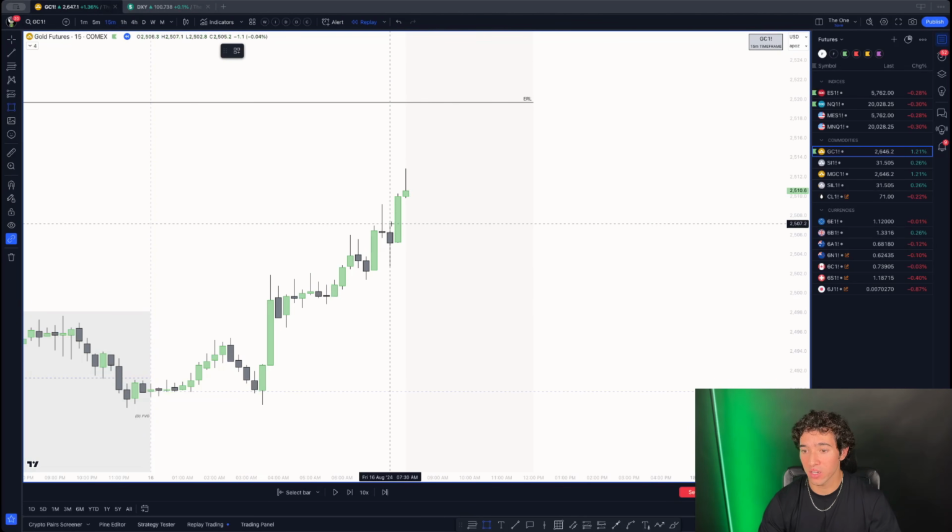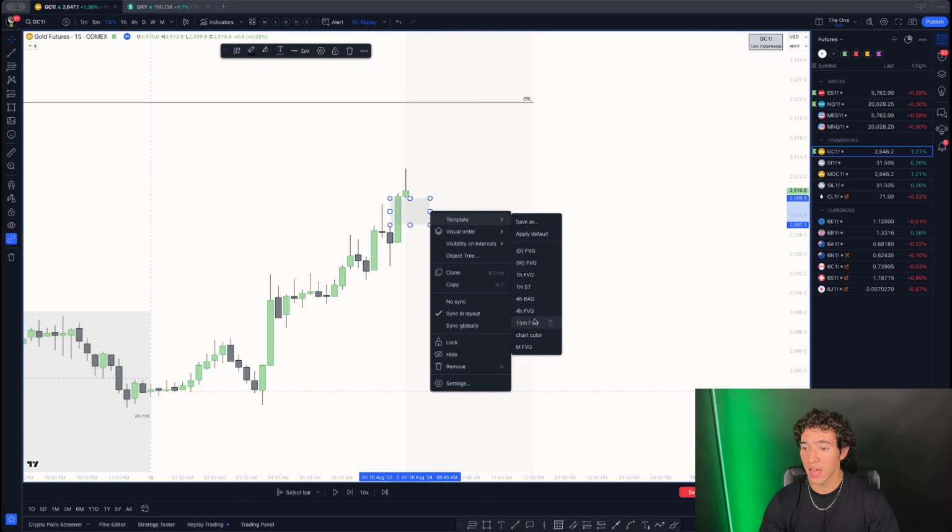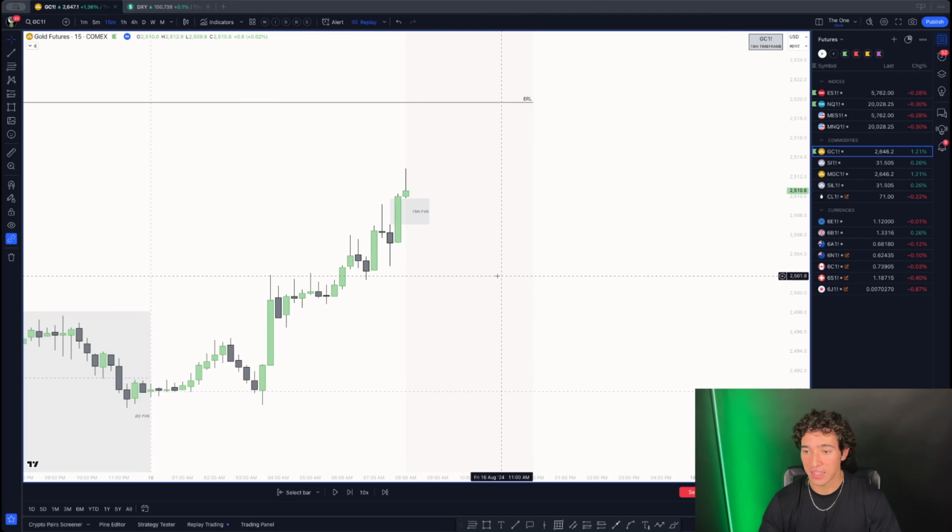What do we see right here? Right as we enter the New York kill zone, we see a 15-minute bullish fair value gap being painted right here. We now have a PD array in line with our bias. We can now go down into the lower time frames and look for an entry right there.